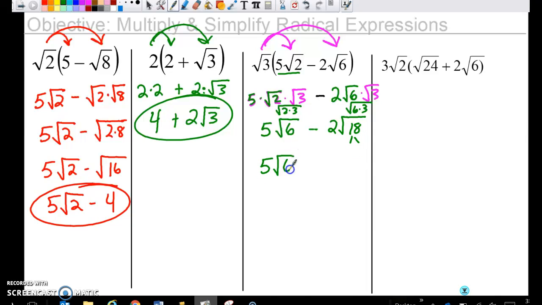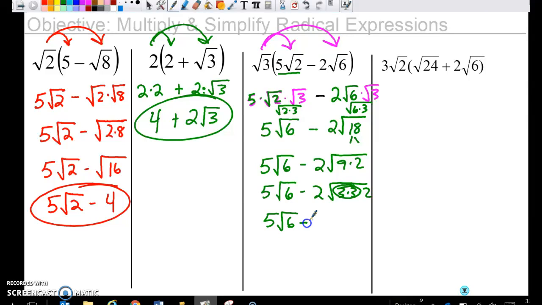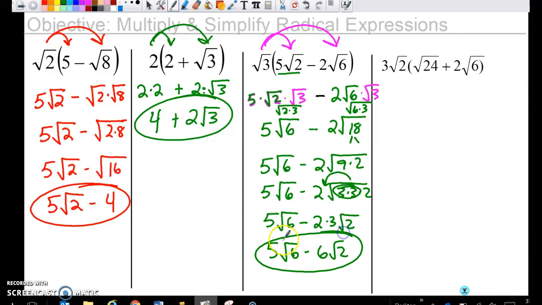So I have 5 square roots of 6 minus 2 times the square root of 9 times 2. 5 times the square root of 6 minus 2 times 3 times 3 times 2. Group the 3's out. 5 square roots of 6 minus 2 times the 3 that I pulled out, the outside. Now I have 5 square roots of 6 minus 6 square roots of 2. Done. Final example on this slide.